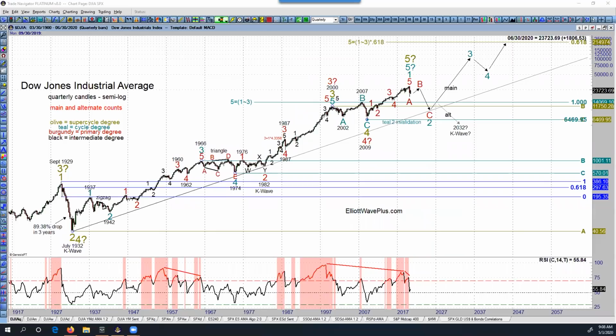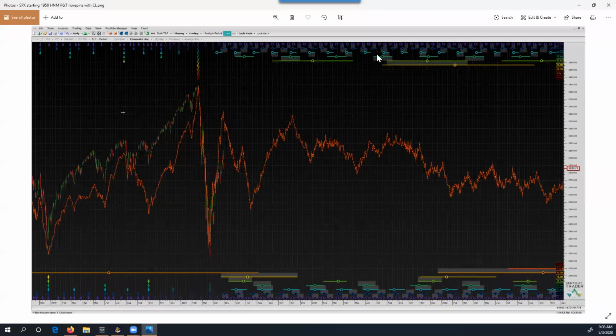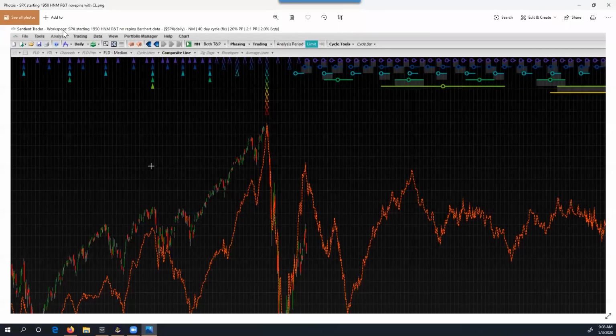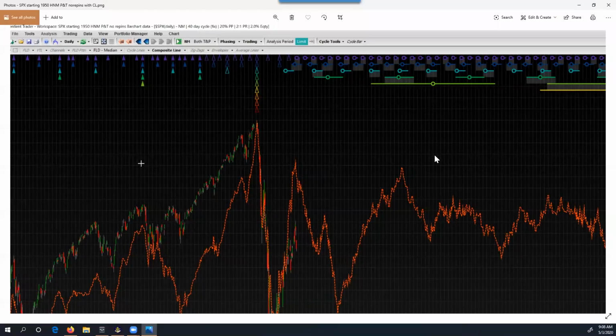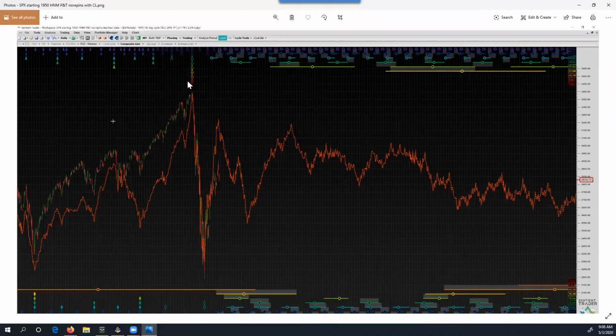Wanted you to be aware of that, and then also wanted to show you a composite line of, and we'll just zoom in here, the S&P starting in 1950. Hurst nominal model, peaks and troughs considered, no repins. And what we're seeing is that the S&P is now labeling the February high with an 18-year cycle peak.